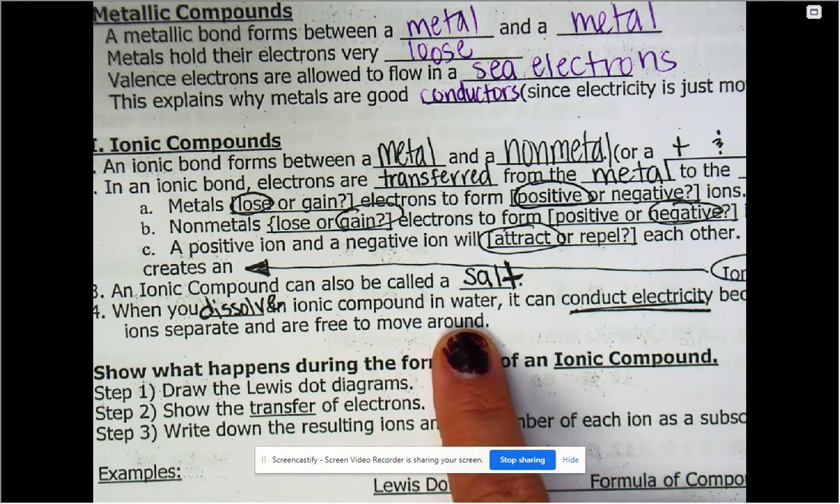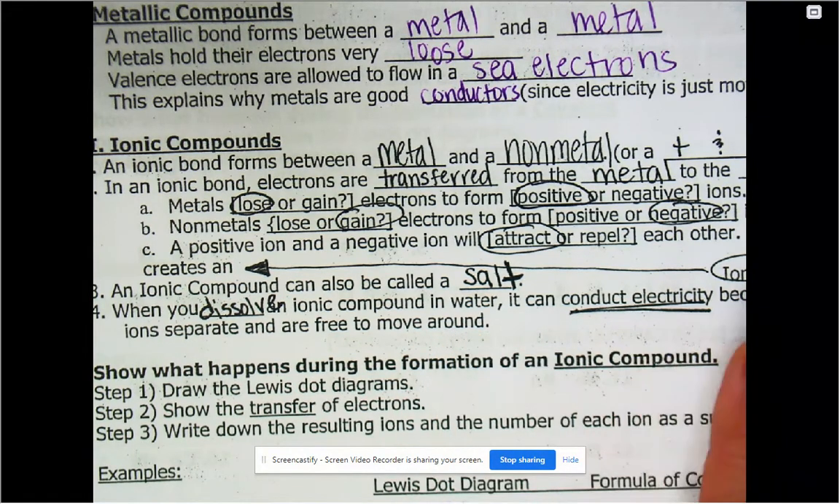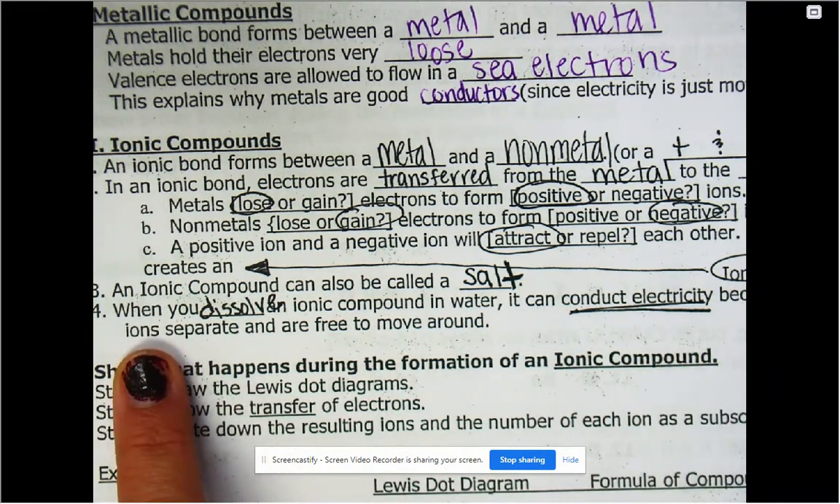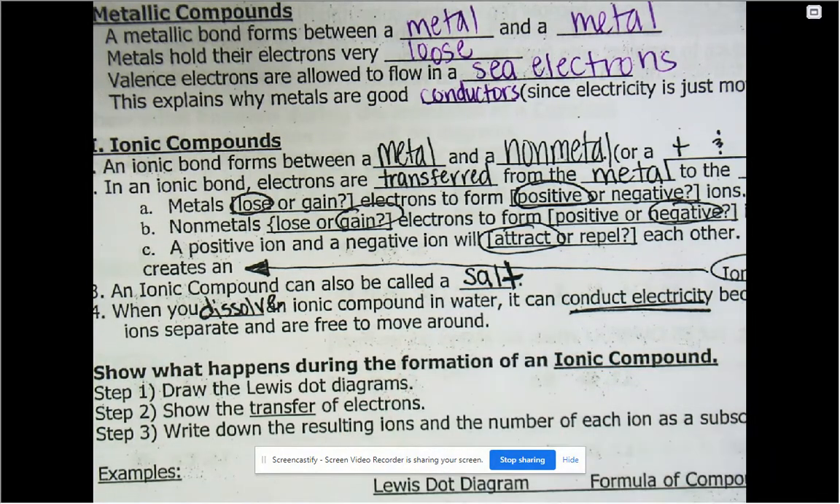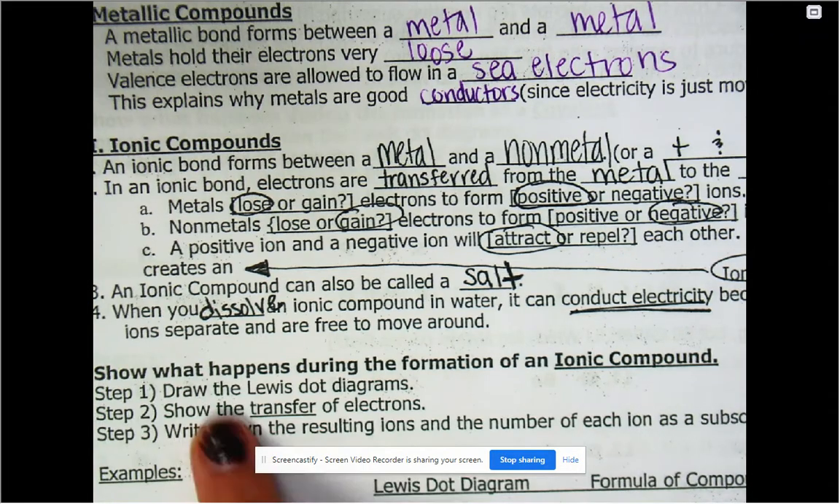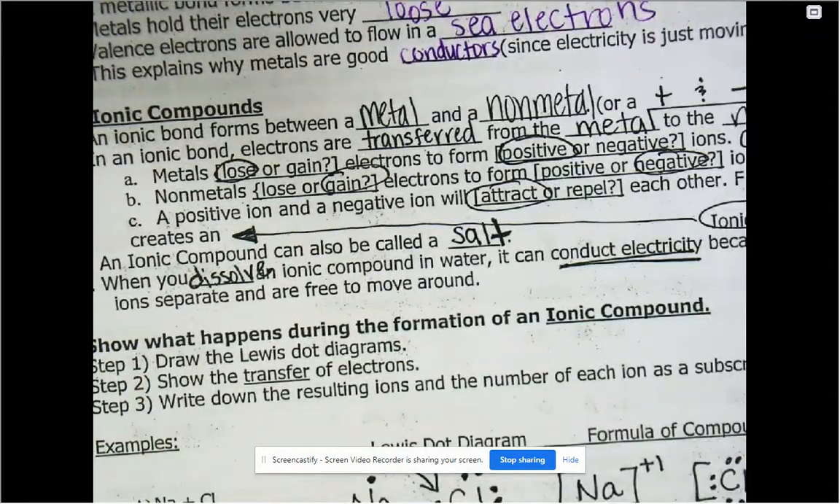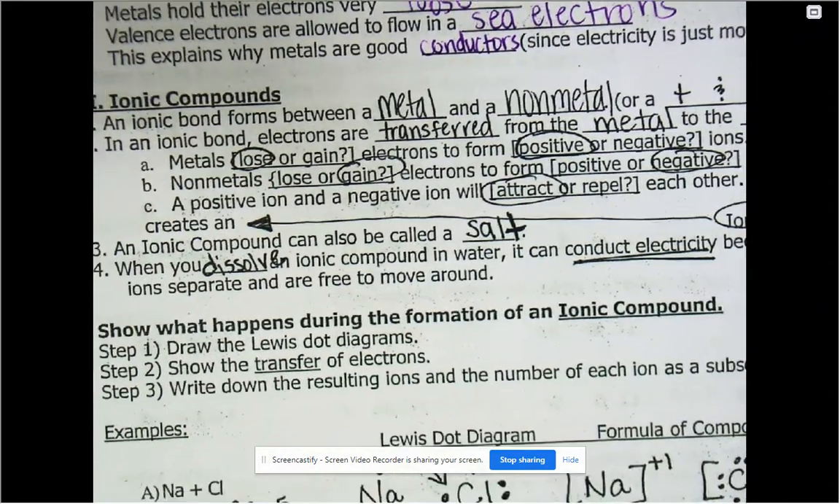When you dissolve an ionic compound in water, it can conduct electricity because the ions separate and are free to move around. That's why covalent compounds don't do that. They don't have a metal. Okay? All right. So now we're going to run through this. I already gave you an example down here. We're going to look at one and then we'll try one on our own.